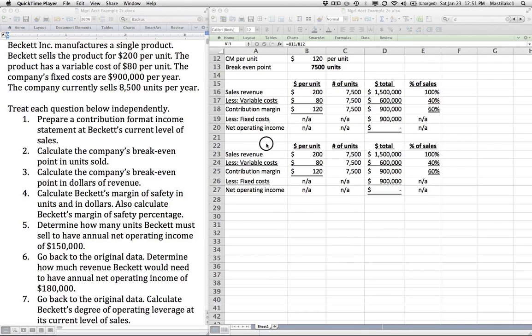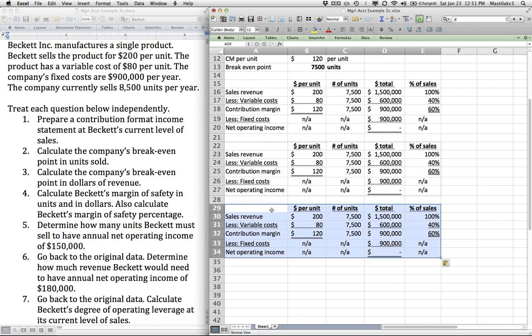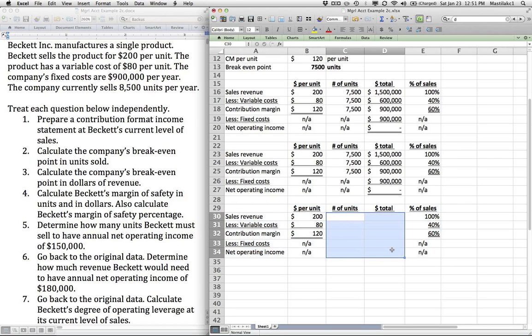And one final way we can use our contribution margin format income statement to come up with the break-even point in number of units sold is to, in a sense, work backwards. We can clear out this data and ask what must be true, and work our way up the income statement from the bottom. Break-even point means that net operating income is 0. If net operating income is 0, and we know that our fixed costs are $900,000, then it must be true that contribution margin is going to be the sum of those two.